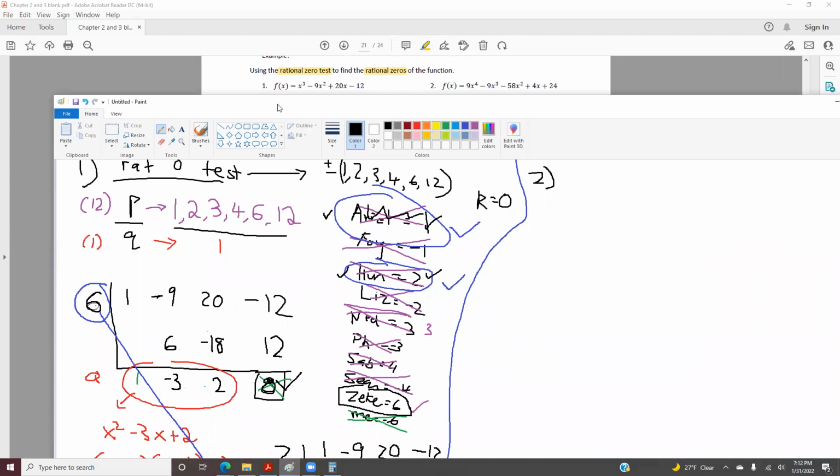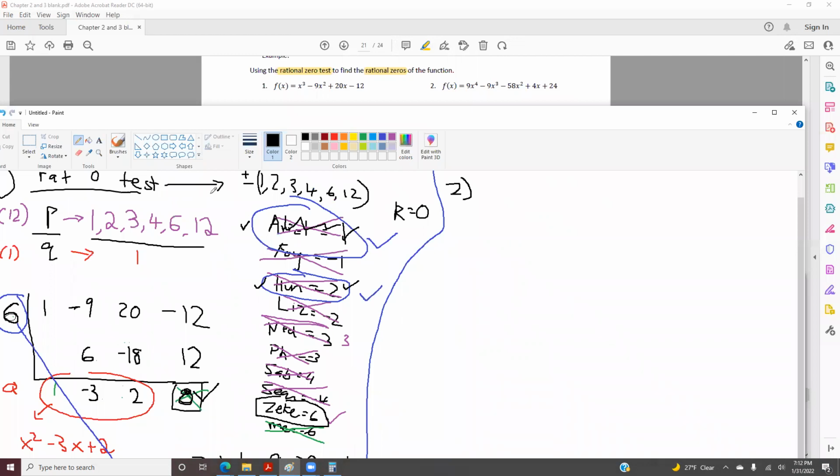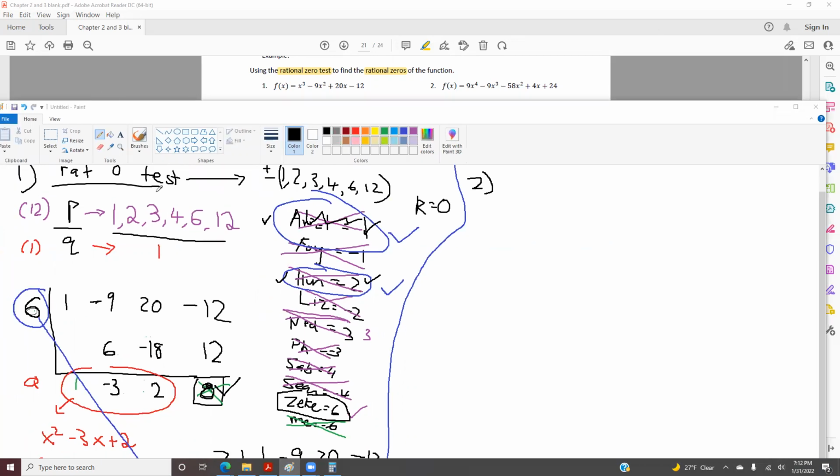Oh, yes, it's mostly like this. No, this is the main theorem. The rational zero theorem is the main theorem. And then there are some others, but this is the main one. But if you don't know this, forget about the other ones.